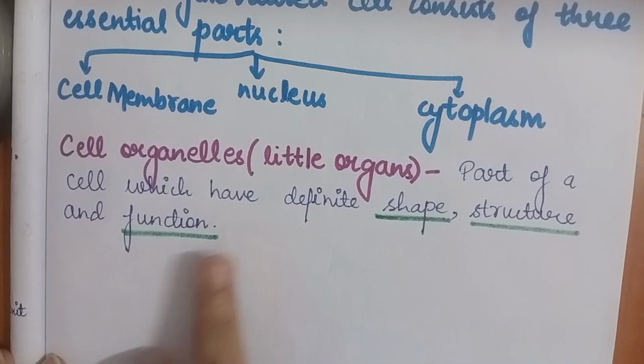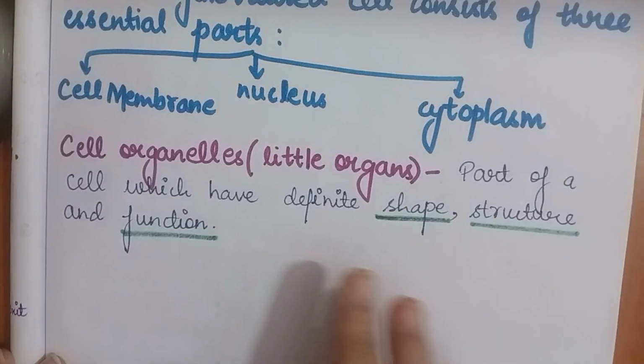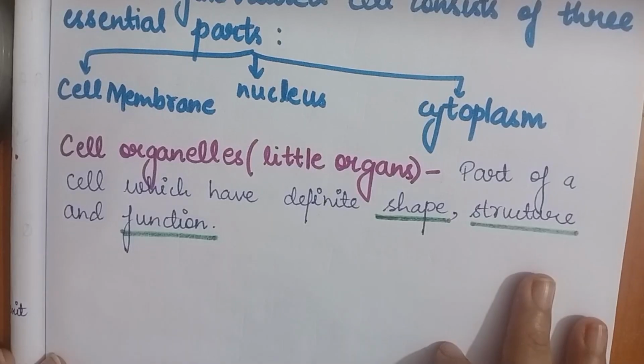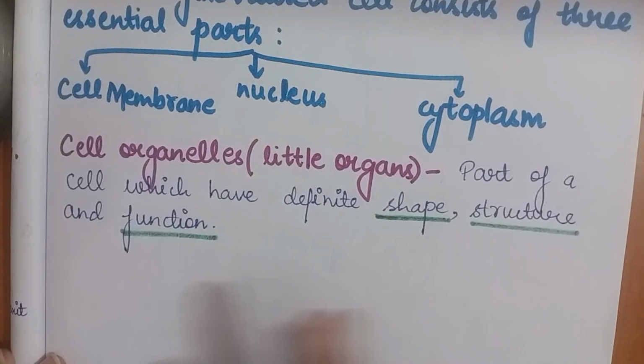So you may consider them as little organs which are present inside a cell and have a definite shape, structure and function. Now we are going to study the diagram of plant and animal cell and the structures which are common to both and structures which are only present in plant cells.